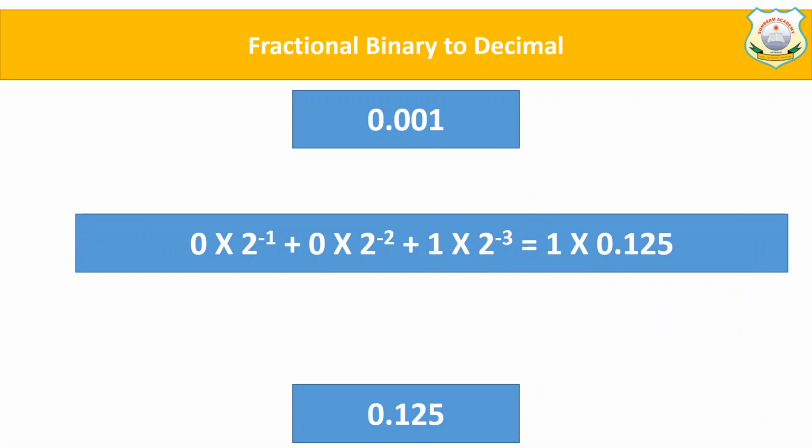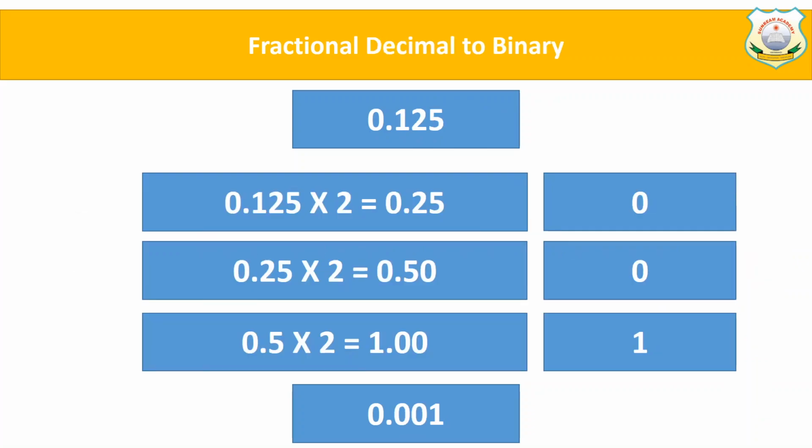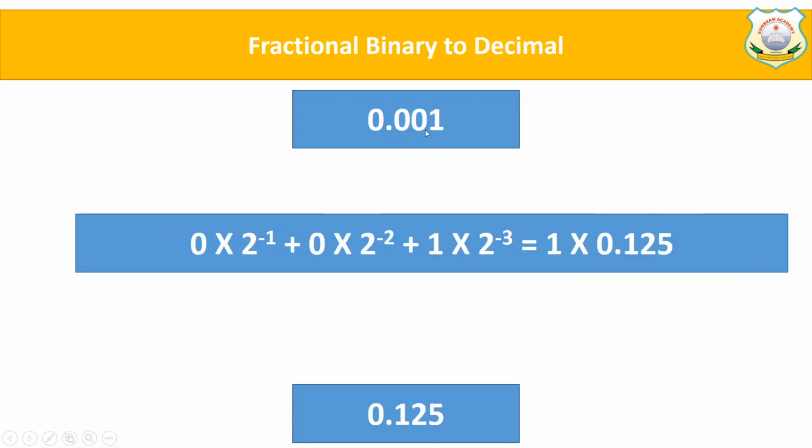Then the reverse. If I take the same number, this is the number 0.001, that's the binary number. Now if I convert this into decimal, again I should get the same number, isn't it? So let's do that. I'm taking the same answer, that is 0.001. If I have to convert binary to decimal and it's a fractional number, what am I supposed to do?